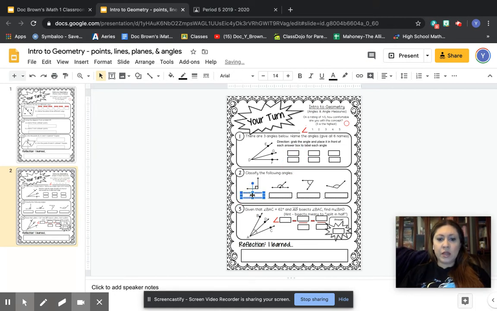Now here you're going to label it: is it a right angle? Is it an acute? Is it obtuse? Is it a straight? Here, you're going to solve this equation. Now this is telling you this whole thing is 62.